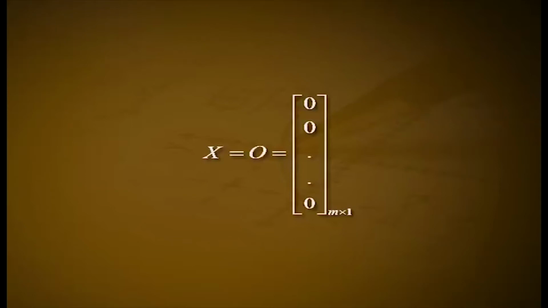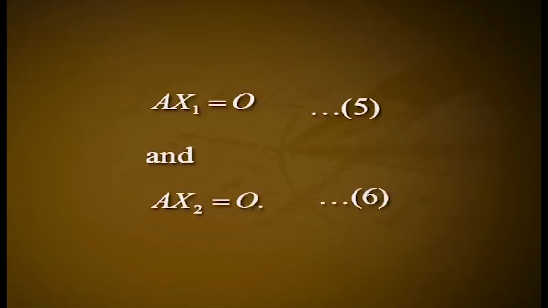X is equal to 0, the column matrix 0, 0, etc., 0, n by 1, is obviously a solution, called the trivial solution of the matrix equation 4. Theorem 1. The set of solutions of the equation 4 is a subspace of the vector space Vn(R) of n by 1 column matrices with elements from the field R of real numbers. Proof. If x1, x2 be any two solutions of equation 4, we have Ax1 is equal to 0, equation number 5, and Ax2 is equal to 0, equation number 6.